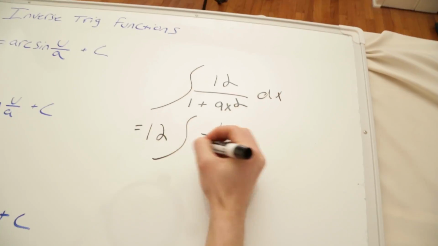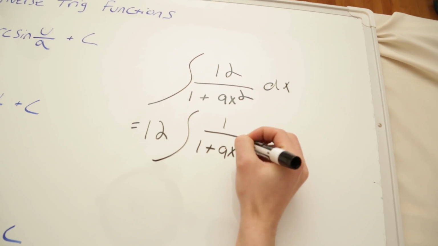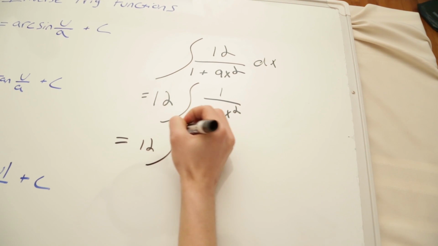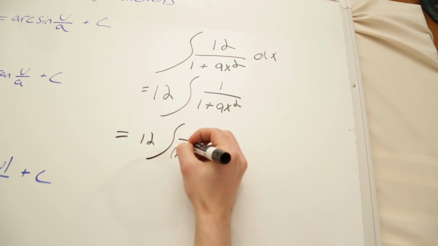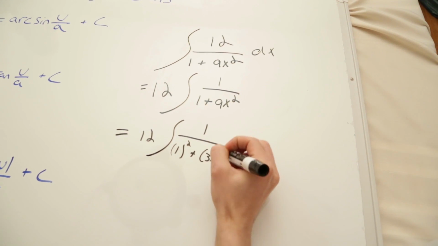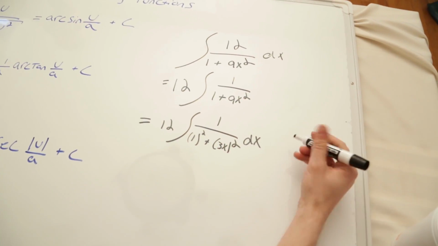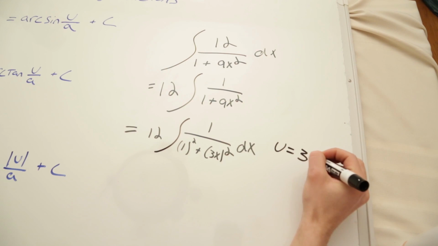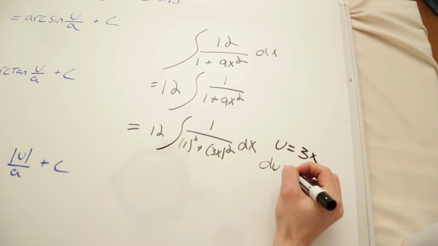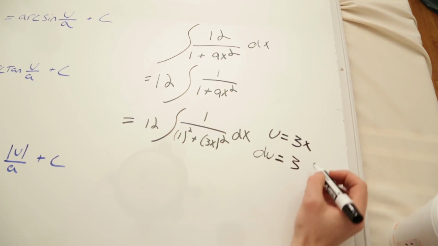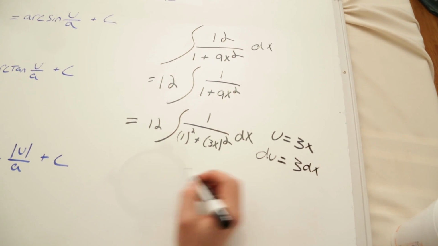Okay, so let's pull out 12. And we have the integral of 1 over 1 plus 9x squared. And this is gonna be equal to 12 times the integral of 1 over 1 squared plus 3x squared, dx. Thank you, you're right. So we need our u, so our u is gonna be equal to 3x, and our du is gonna be equal to 3, which means we're gonna have to pull out a 1/3 here. So that's dx. So we're gonna pull out a 1/3.